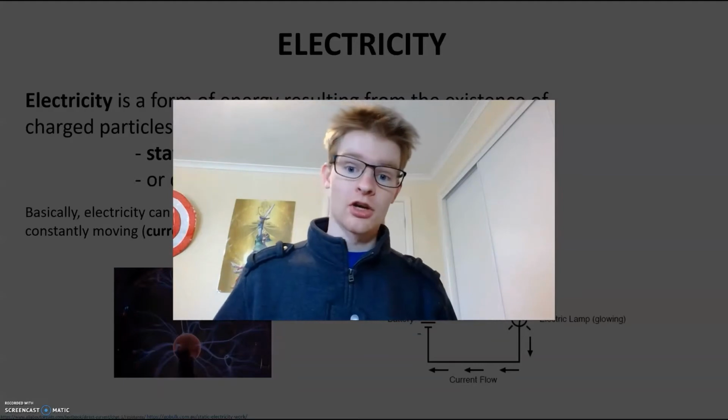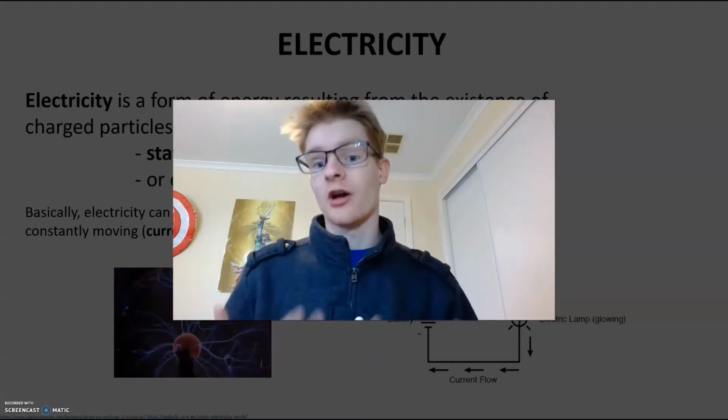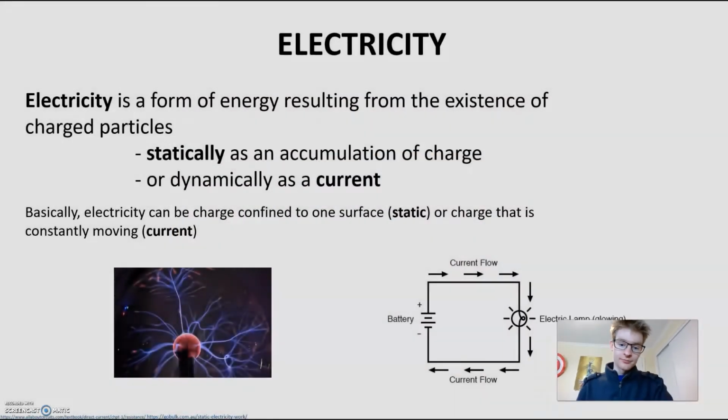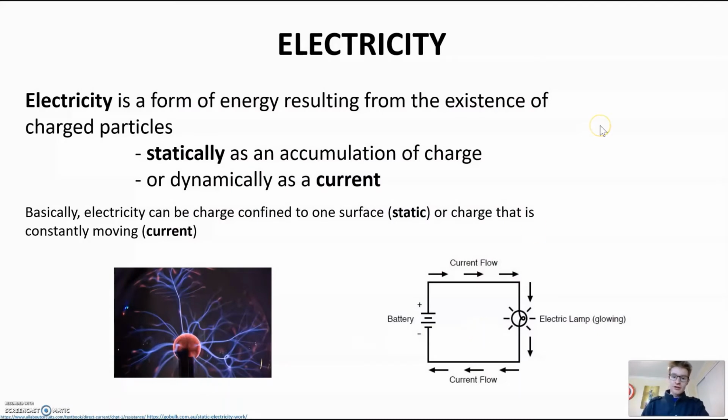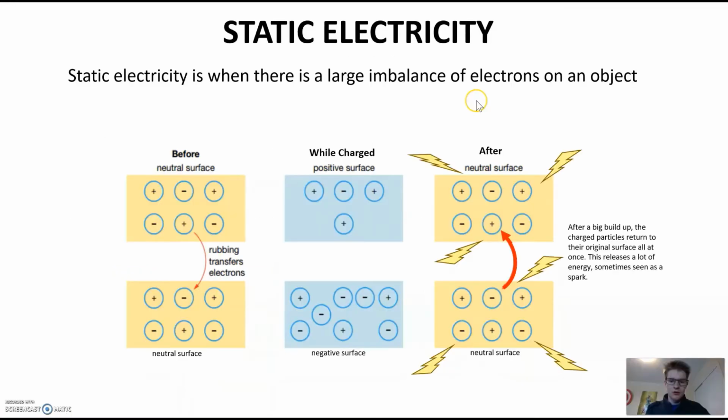Today we're going to be going over static electricity, in this first lesson. Static electricity is one of the two forms of electricity we talked about in the last lesson. The two forms are static and current electricity. Static is just confined to one surface. Current needs a circuit to flow through. Okay, so this is revision from the last lesson.